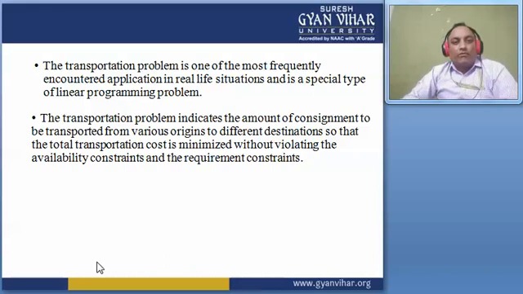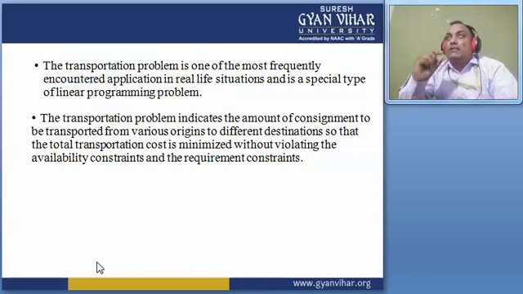The transportation problem is one of the most frequently encountered applications in real life situations and is a special type of linear programming problem. Means if you want to transport onion from Alwar to Jaipur or Alwar to Lucknow, then you need transport to transfer the onion from Alwar to Jaipur. So transportation is just like a physical phenomenon, used in daily life situations.